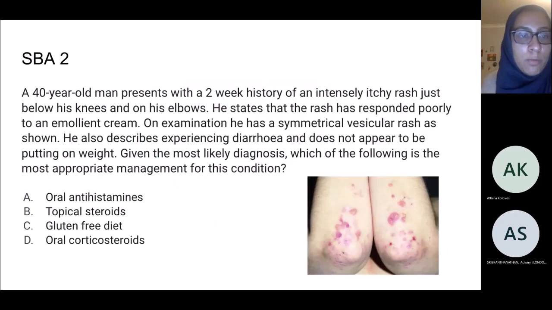SBA 2: a 40-year-old man presents with a 2-week history of an intensely itchy rash just below his knees and on his elbows. He states that the rash has responded poorly to an emollient cream. On examination, he has a symmetrical vesicular rash as shown. He also describes experiencing diarrhea and does not appear to be putting on weight. Given the most likely diagnosis, which of the following is the most appropriate management for this condition?